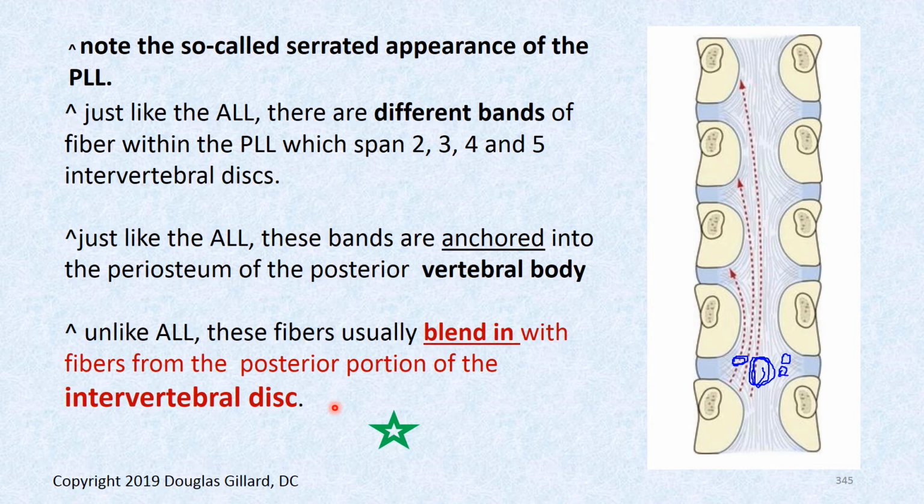This is called the paracentral zone, for those of you who want to know everything. Foraminal zone would be right here. Sometimes that's called the subarticular zone. Far lateral zone would be out here. Those are the herniation zones, and this would be the central zone here in the middle.